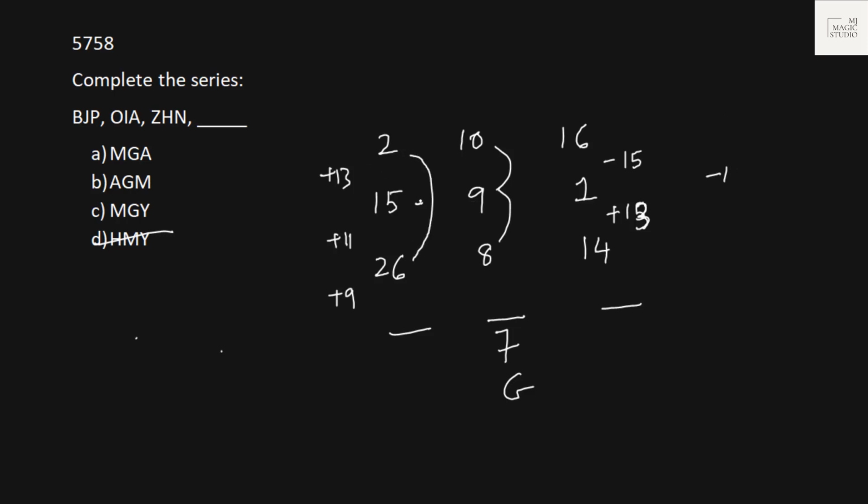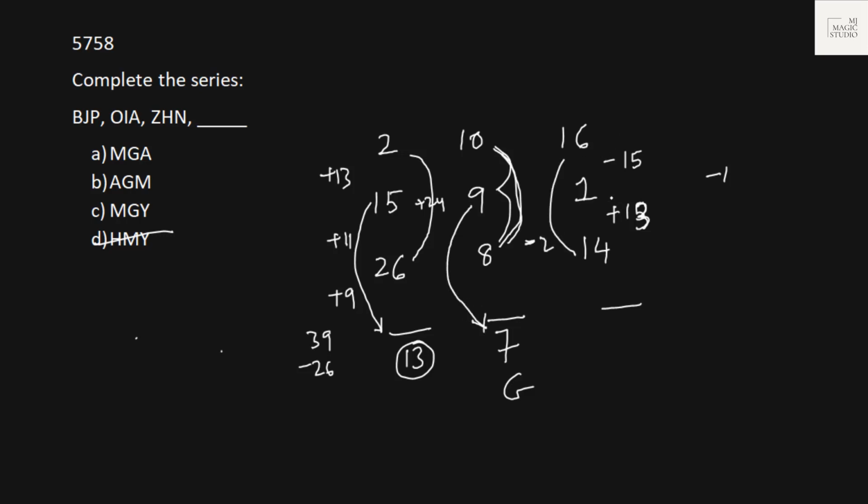2 to 26 is plus 24. So 15 plus 24 is 39 minus 26. We should get 13th here. 10 to 8 is minus 2. 9 minus 2 is 7. Fine. 16 to 14 is minus 2. So 1 minus 2 is minus 1. Minus 1 means 25th. Let us check. 13 is M, 7 is G, and 25th is Y. M, G, Y, we have that in option C.